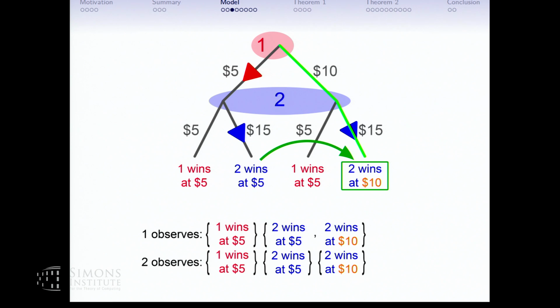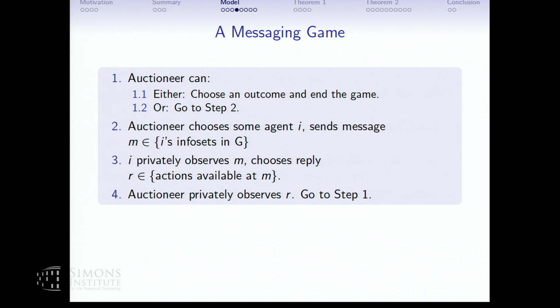So we're going to take this thought and just formalize it as a game that includes the auctioneer. So this is a messaging game that sort of embeds within it a communication protocol. So at the start, the auctioneer can either choose an outcome and end the game, or go to step 2. In step 2, the auctioneer chooses some agent and sends a message, where a message is just an information set for that player in the original game, right? So we've got some mechanism, we've got some protocol the auctioneer has promised to run. The auctioneer sends a message that corresponds to an information set in that protocol. That agent privately observes the message and chooses a reply. And what's a reply? Well, it's just one of the actions available at that information set in the original mechanism. The auctioneer privately observes the reply, and we go back to step 1.